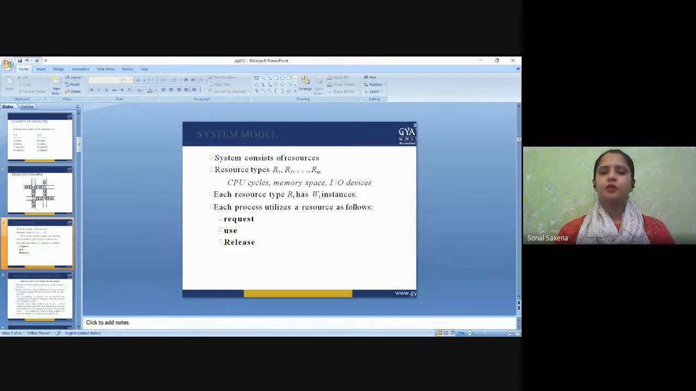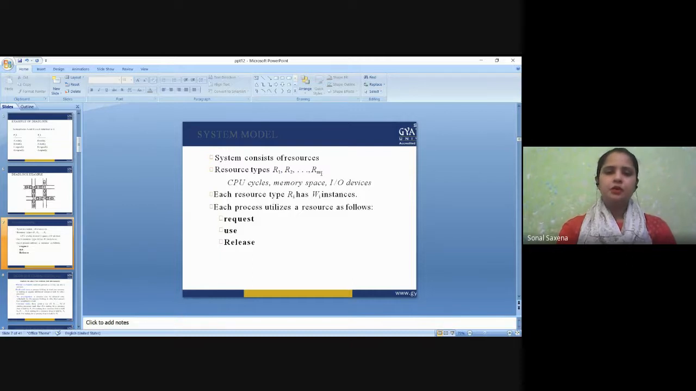Here by resources, what do we mean? It can be some kind of input output signal or some kind of file or some kind of data which is required by a process to get executed. So this could be CPU cycles, the memory space, as I told you. So these are the resources as you can see here. And in general, we'll be denoting them by R1, R2, Rm, right? So there could be multiple resources.